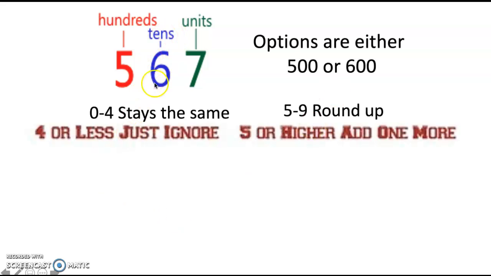When we're looking at the tens, the same thing applies as when we were rounding to the tens. 0 to 4, it stays the same. So if the tens number is 4 or less, the hundred stays the same. If the tens value is 5 or higher, up to 9, you round up the hundredth place. So the same saying applies: 4 or less, just ignore; 5 or higher, add one more.